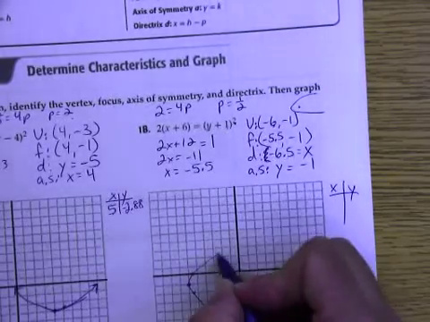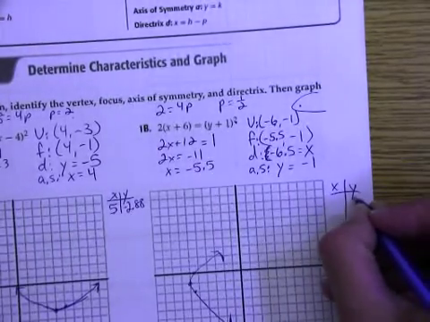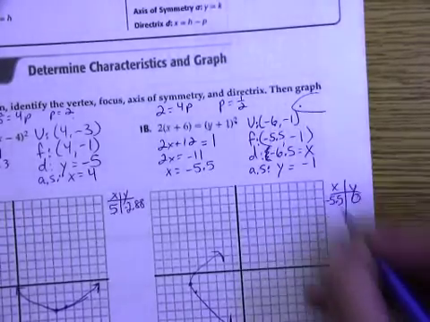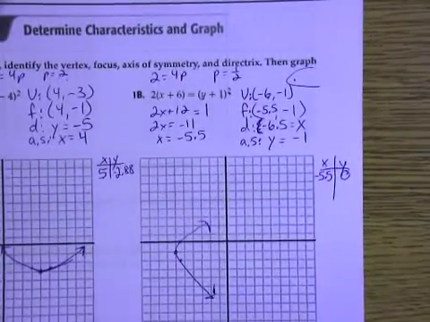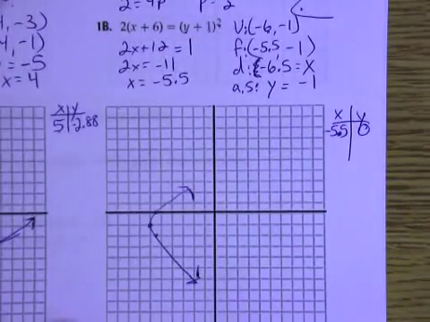1, 2, 3, 4, 5. I use symmetry to get this other point, and then I just connect the dots from there. So I said if y was 0, x would equal negative 5.5.